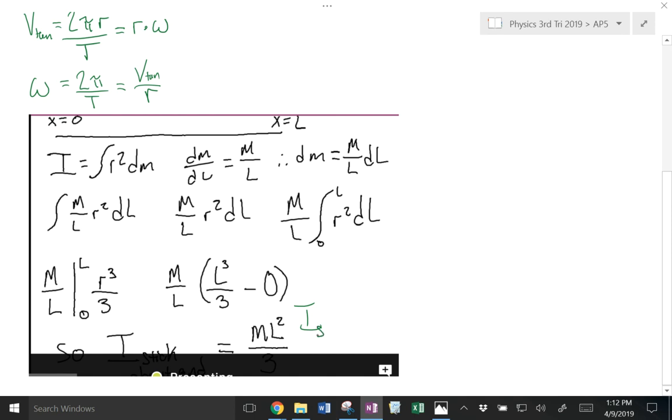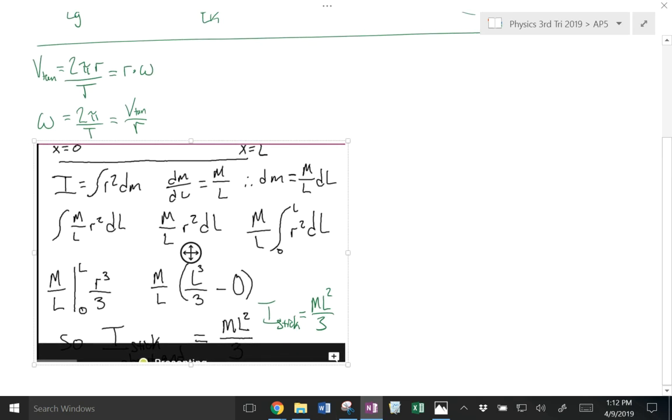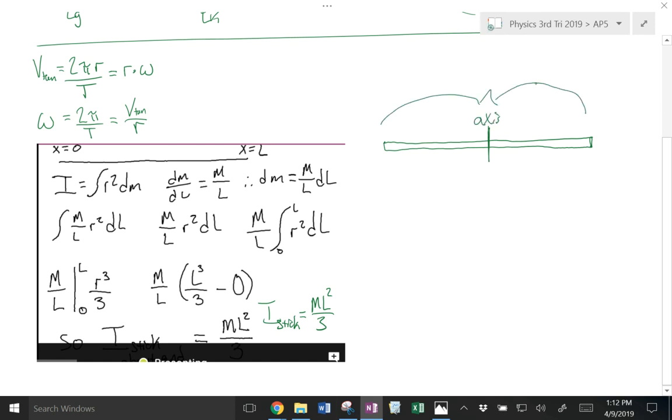So this is saying I of a stick equals ML squared over 3. If instead we rotate the stick about its center, so we get a really long stick, and we're going to rotate it about its center here. This becomes the axis. The stick still has length L, but where the axis is located defines where 0 is.